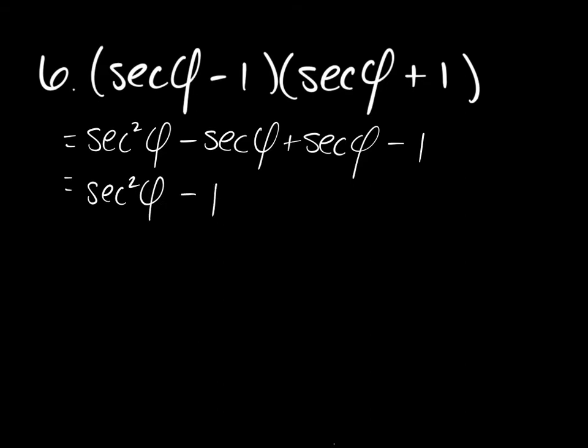We're going to use Pythagorean identities here and replace the secant squared of phi with 1 plus tangent squared of phi. So this will be equal to tangent squared of phi.